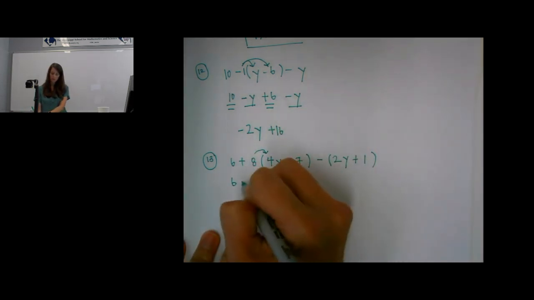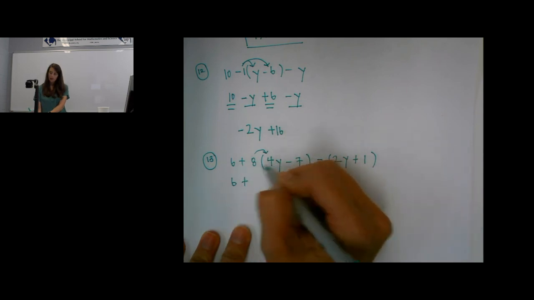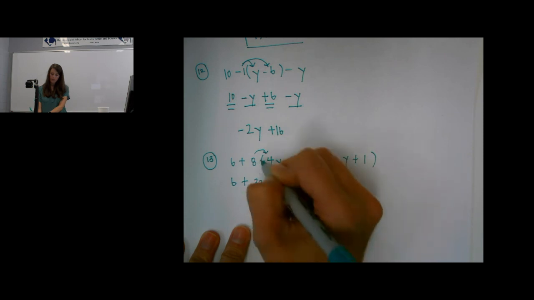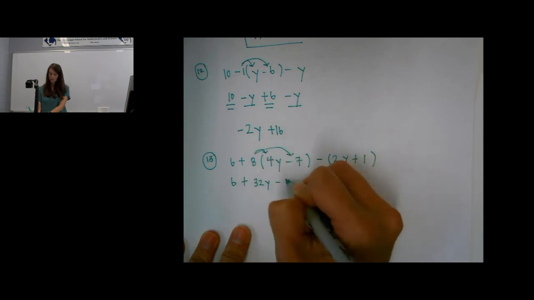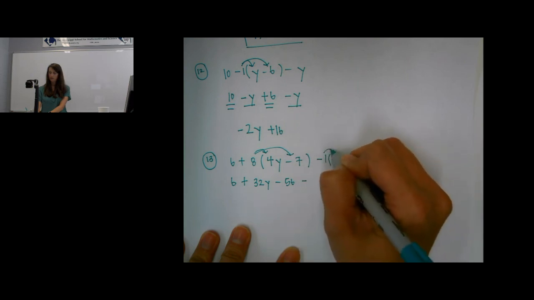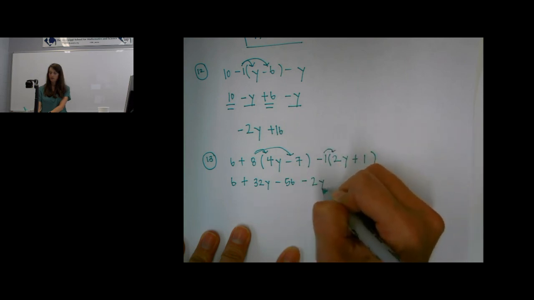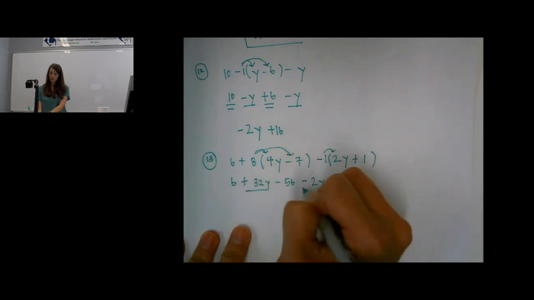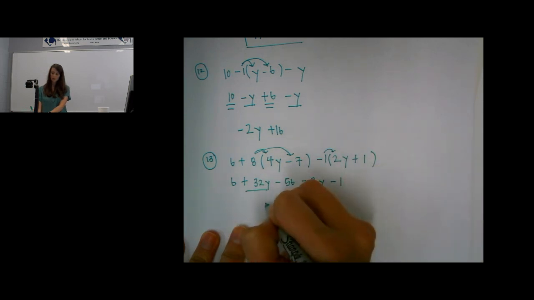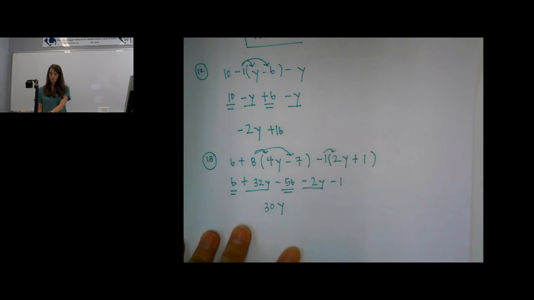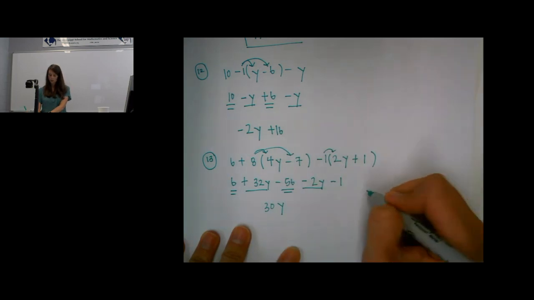So we're going to bring down the 6. And 8 times a 4y is a 32y. And an 8 times a negative 7 is a negative 56. This minus here is like a negative 1, so this is going to be a minus 2y and a minus a 1. Combine your like terms, so 32y minus a 2y is a 30y.